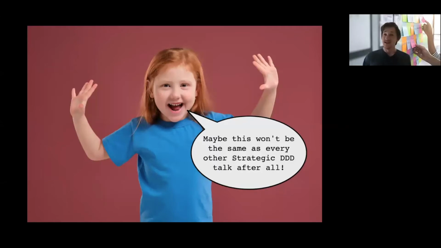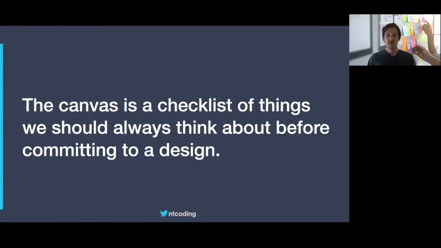So I'm hoping that the whole point of this talk is it's something new, it's something different, it's something useful. I'm not going to talk about the same things every other DDD talk talks about. I want to provide something new, but not theoretical, actually practical and useful. So first of all, the bounded context canvas is like a checklist. Before you commit to an architecture, before you start building an architecture, here's a checklist of things you should probably think about for each new service or each new bounded context.